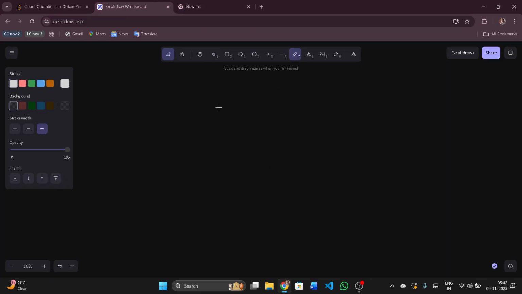I'll tell you how we can solve this. Firstly, we run a loop while both of them, nothing but num1 and num2, are greater than 0. So both of them should be greater than 0, right? Then only we'll run the loop.